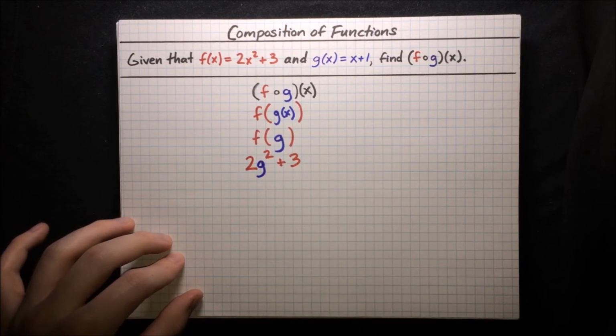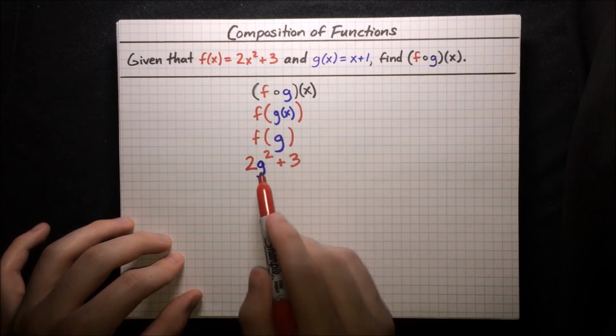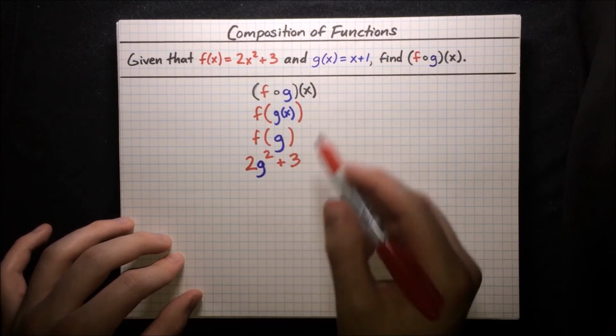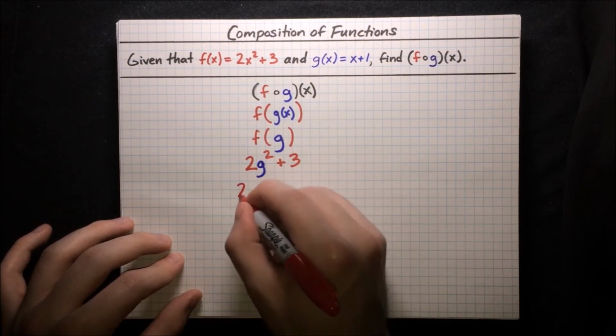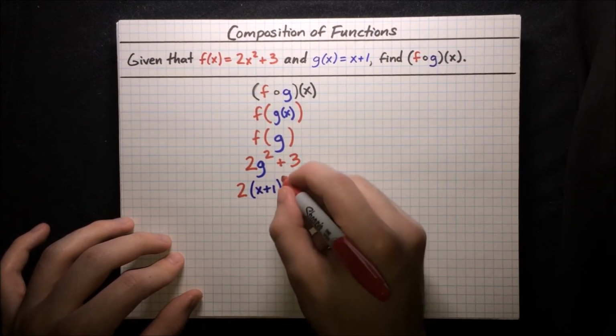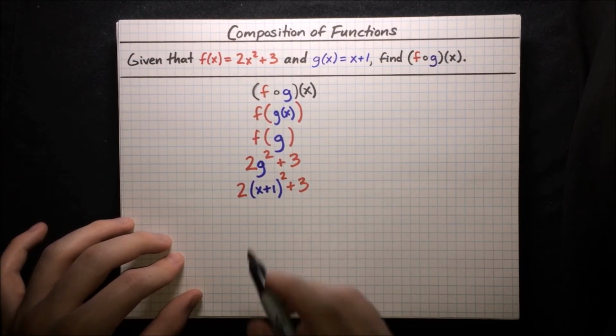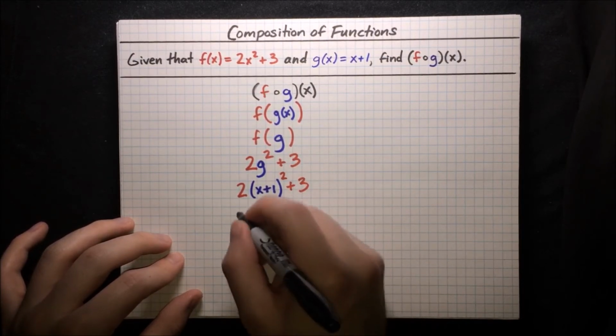Now we need to get this in terms of x, so let's go ahead and sub in x plus 1 for g, because that's what g of x is equal to. So we have 2 times x plus 1 squared, then plus 3. And now it's just a matter of simplifying. So let's go ahead and multiply that out.